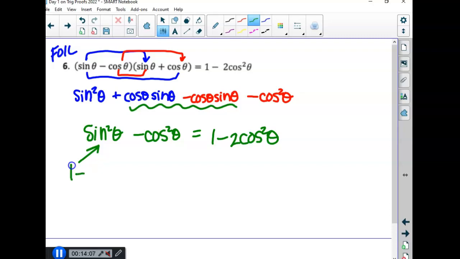That is a 1 minus cosine squared. And there was already a minus cosine squared. So what's going to happen? 1 minus 2 cosine squared.